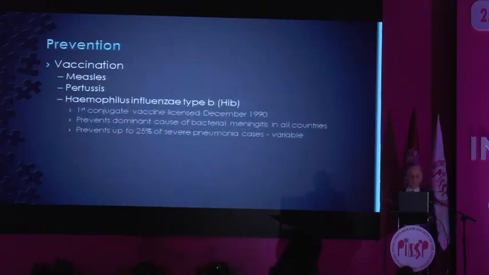Haemophilus influenzae type B vaccine was introduced in December 1990, initially in the United States. For somebody of my generation, this made a phenomenal difference to the practice of paediatrics. In the 1980s, as clinicians in Australia, paediatricians were living in fear of Hib. Most meningitis cases were caused by this organism.